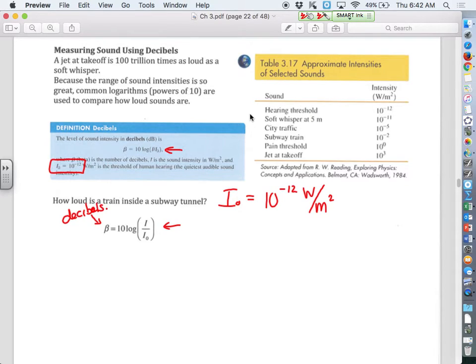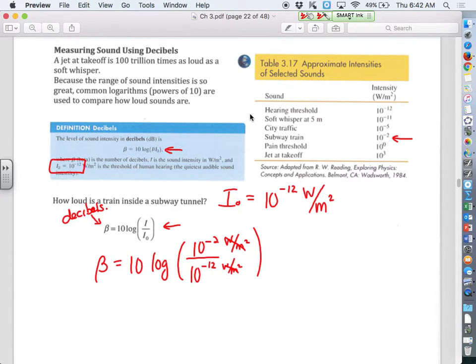And we're going to go through and figure out how loud is the train inside the subway tunnel. Train inside the subway tunnel is right there, 10 to the negative 2. That's our value for I, the intensity. So 10 log, this would be 10 to the negative 2 divided by that initial intensity, or, like I said, the sort of quietest sound that you could possibly hear. Both of these would be measured in this same unit here, which ends up canceling out. So the number of decibels then is going to be 10 times the logarithm. This logarithm doesn't have a base written, so it's understood to be base 10.